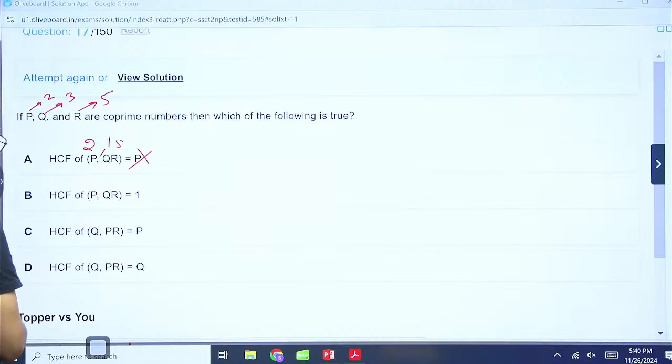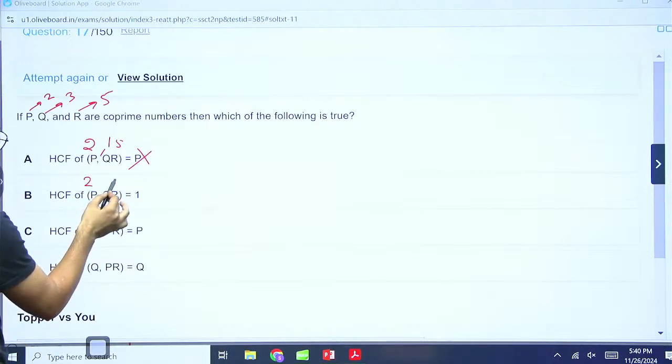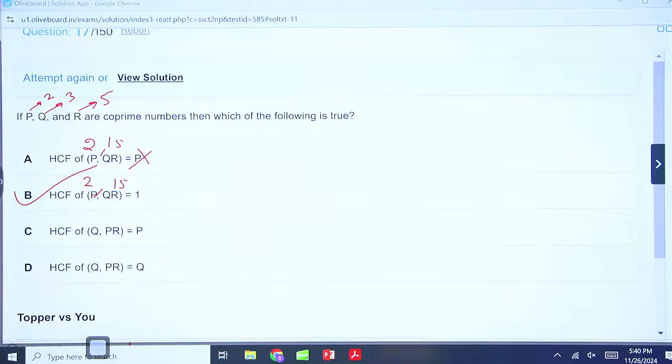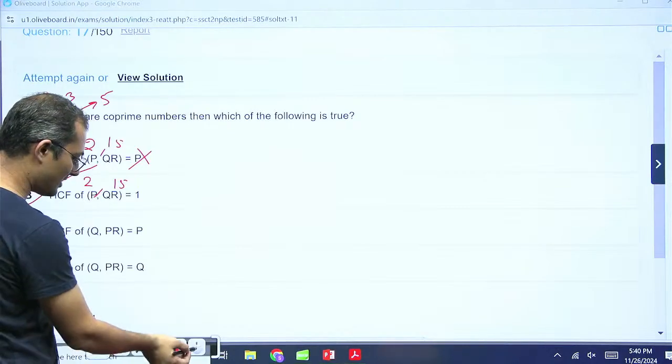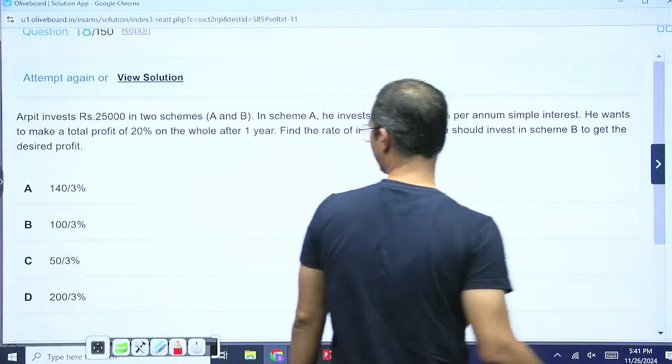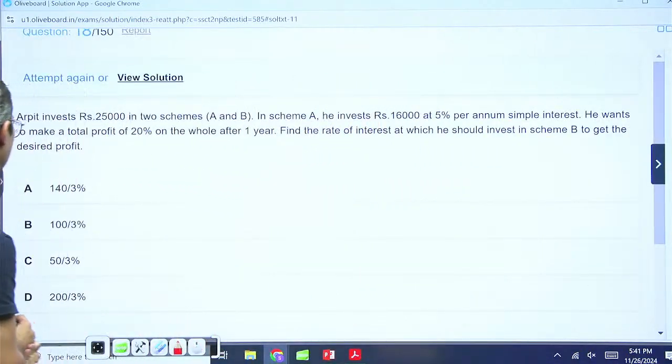So first is not correct. P is 2 and QR is 15. Yes, their HCF is 1. So we can say that B part is the right answer. So we can check it like this. So moving to next question, tell me what is the answer for this question.